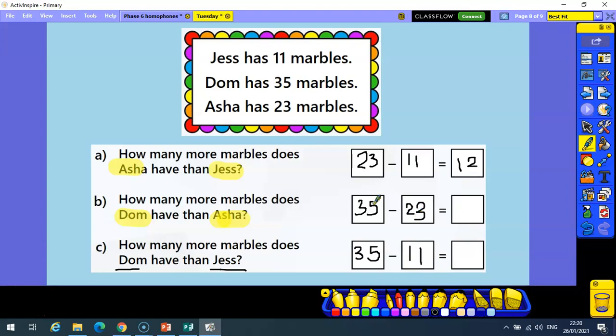Well done for having a go there. So let's try this one. 5 ones take away 3 ones is 2. 3 ones take away 2 ones is 1. Oh, it's the same. That's funny, isn't it? And let's have a go at this one. 5 take away 1 is 4. 3 take away 1 is 2. So that's a bigger difference there, isn't it?